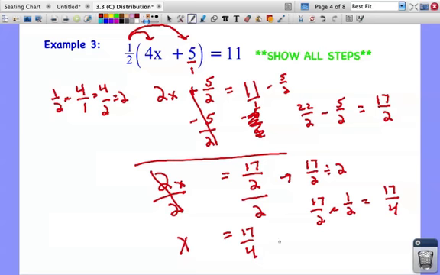You can leave it as an improper fraction. I do not care. If you wanted to change this to a mixed number, it would be 4 1/4.